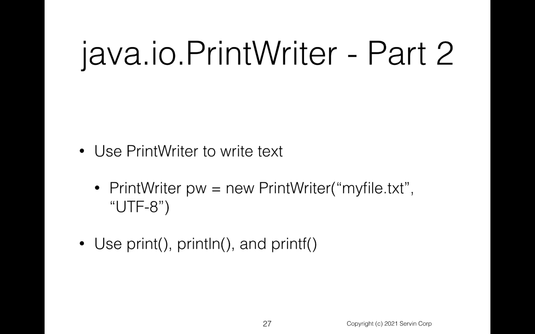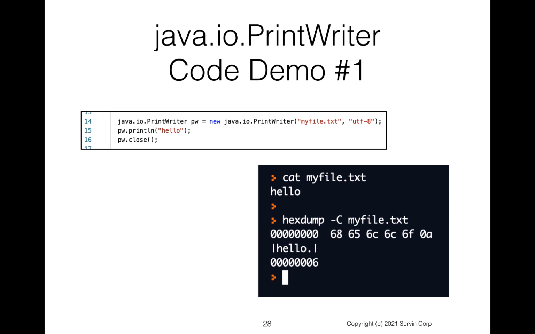So to do this, what we'll do is use our PrintWriter. We'll create a new PrintWriter, give it the name of the file, and give it the character coding we want to use, for example UTF-8. And then we can use our various print statements that we're already familiar with, like print and println and printf. All right, so here's a code sample.